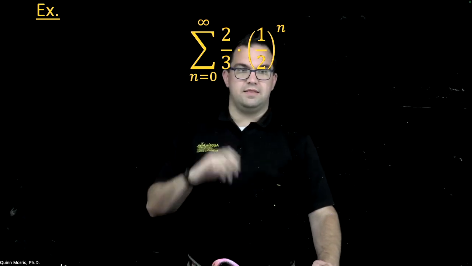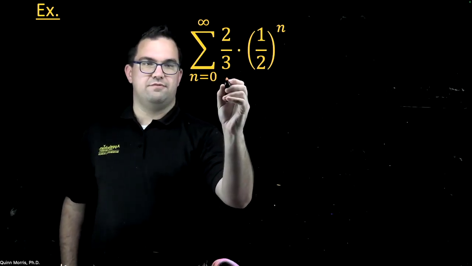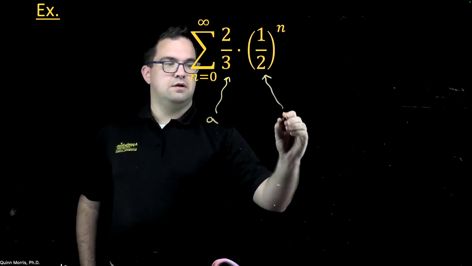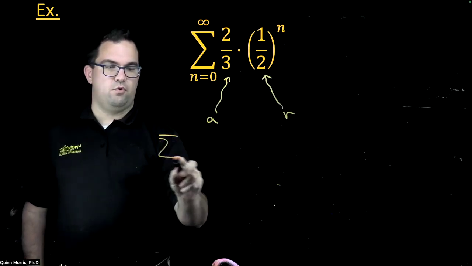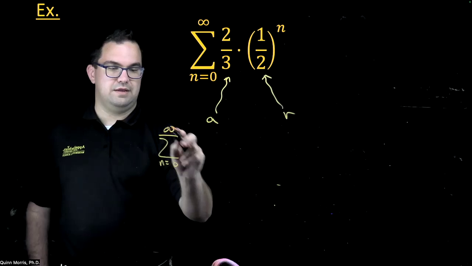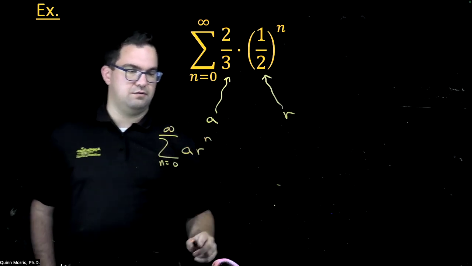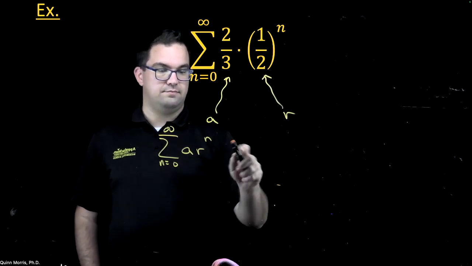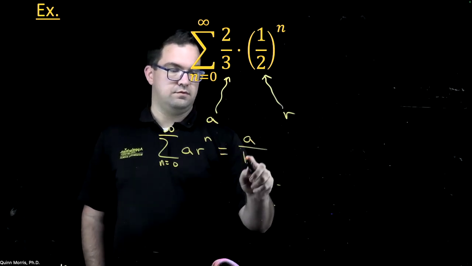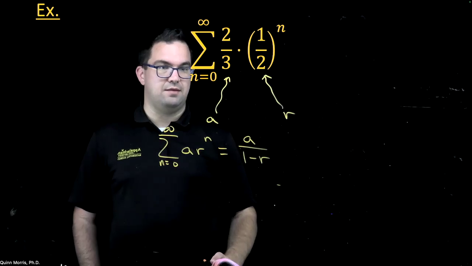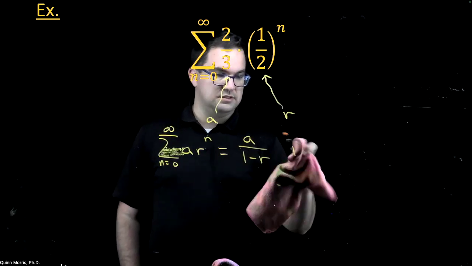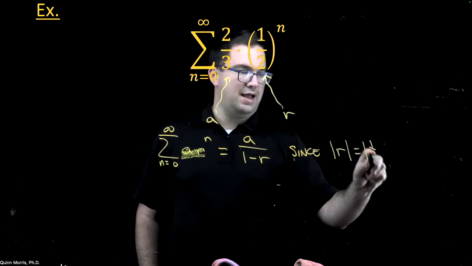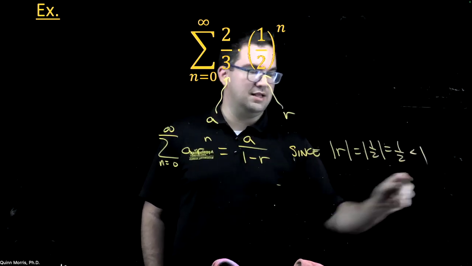So now when I look at this, I can identify this as my A value, and I can identify this as my R value. And because this is in the form sum n equals 0 to infinity of A times R to the n, and since this R value in absolute value is less than 1, this will converge to A divided by 1 minus R, since our R is 1/2, and the absolute value of 1/2 is 1/2, which is less than 1.